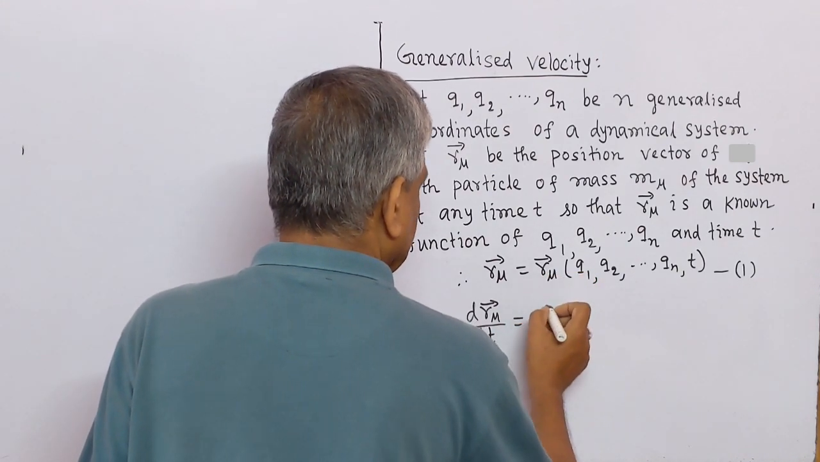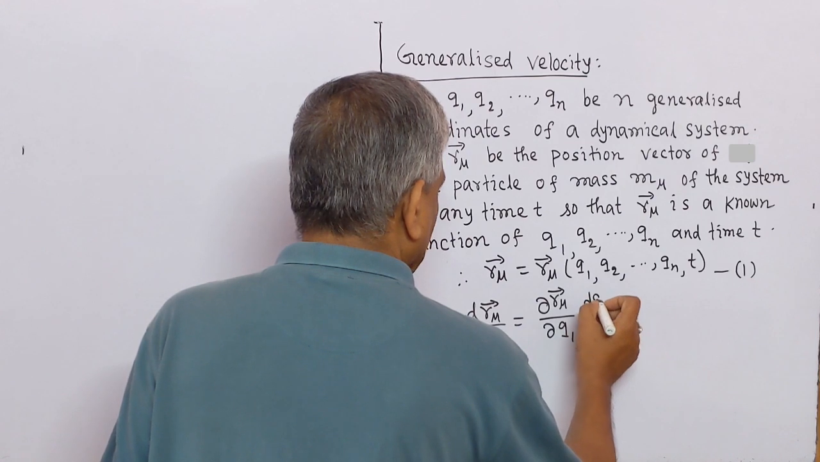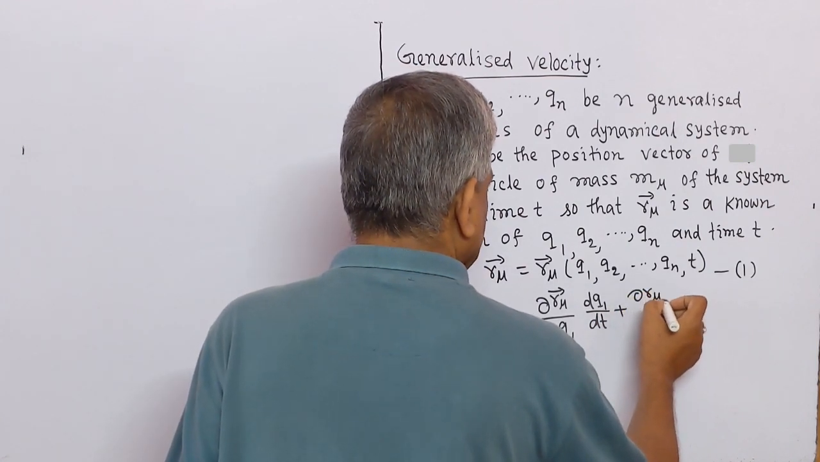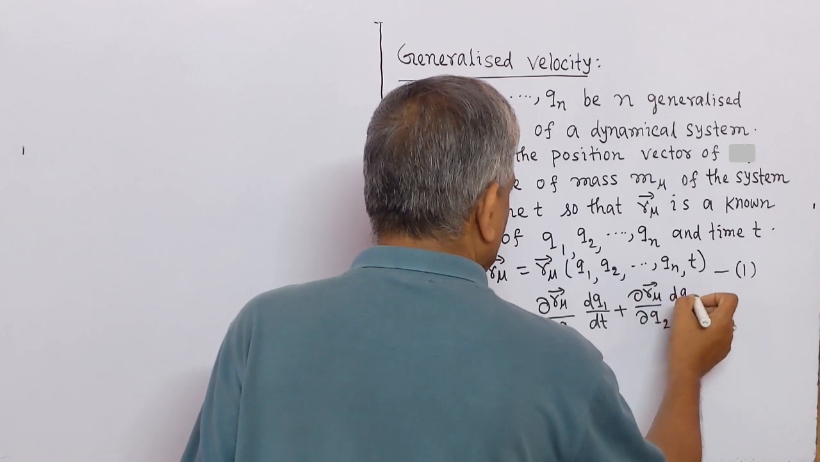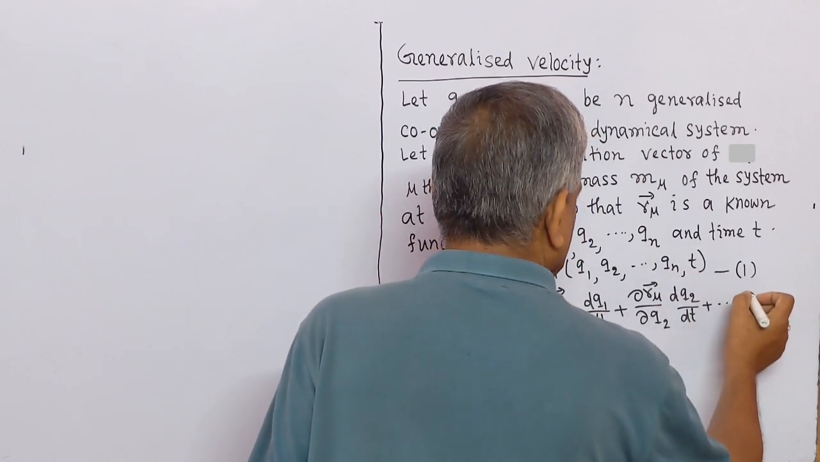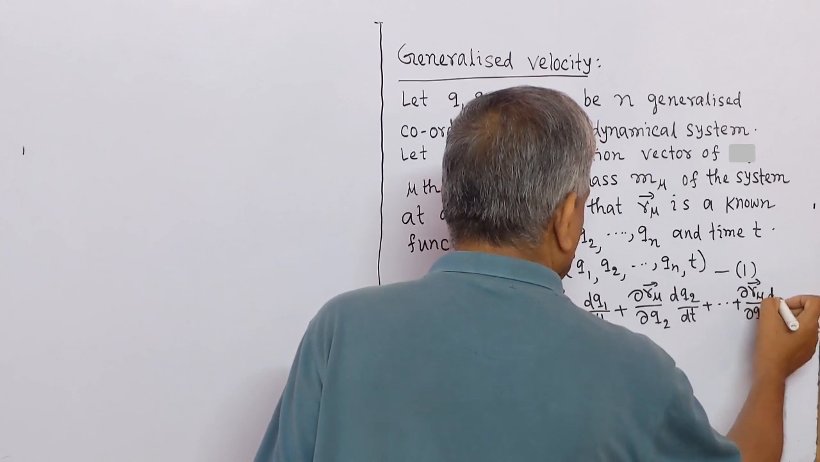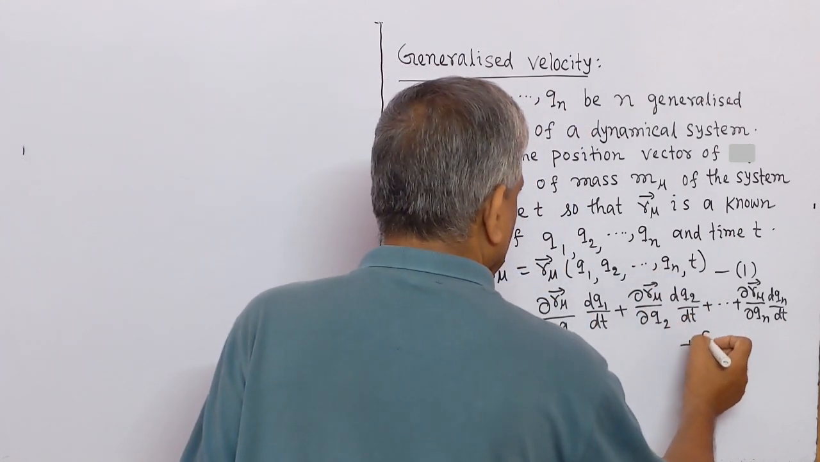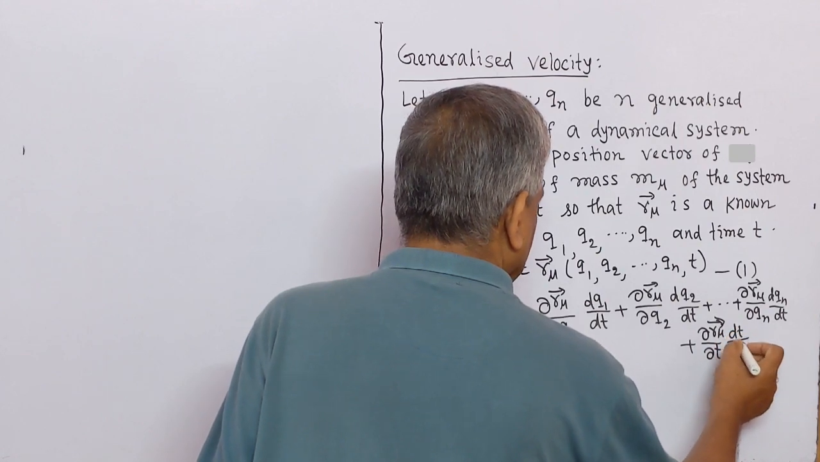Firstly, we differentiate partially vector r mu with respect to q1, dq1 by dt, plus we differentiate partially r mu with respect to q2, dq2 by dt, plus ..., plus we differentiate vector r mu with respect to qn, dqn by dt, plus now we differentiate vector r mu with respect to t, dt by dt.